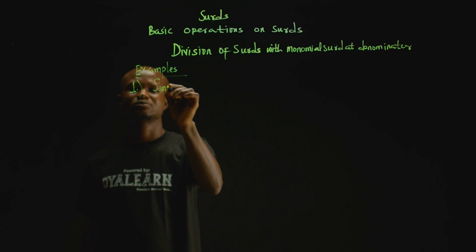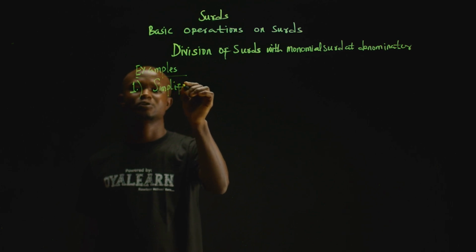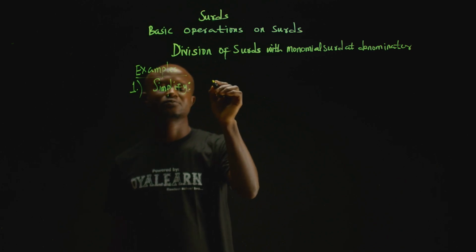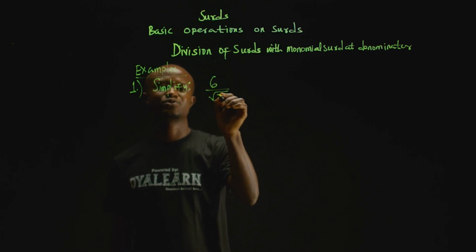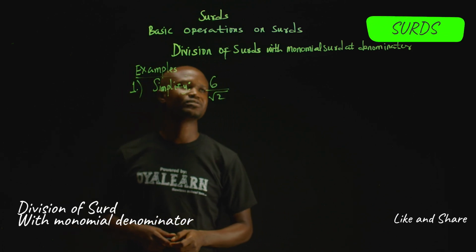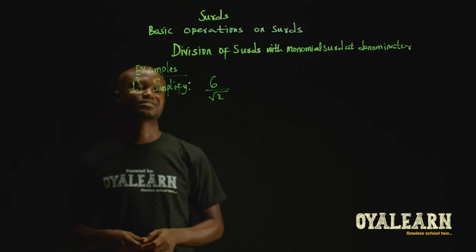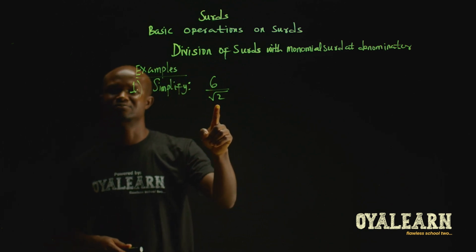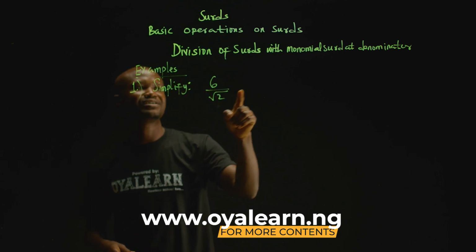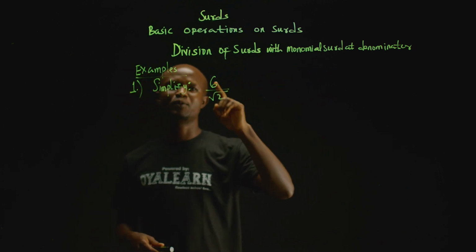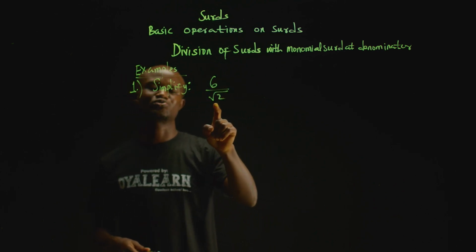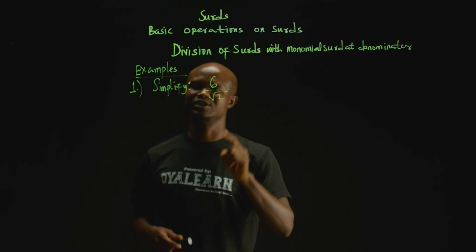Simplify. Six divided by root 2. Now, looking at this question, we can see that we only have one term at the denominator. Hence, root 2 is a monomial surd. A monomial surd is a surd with one term. And this root 2 is an example. We just have one term here.